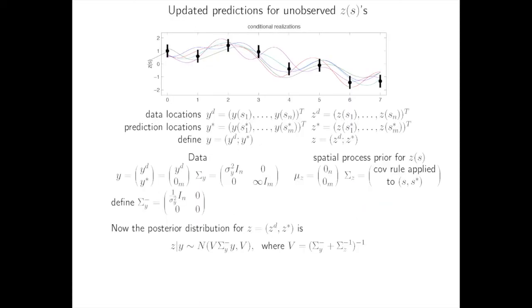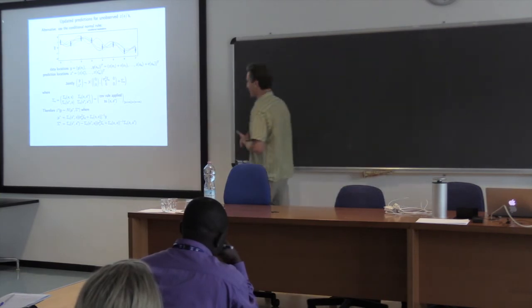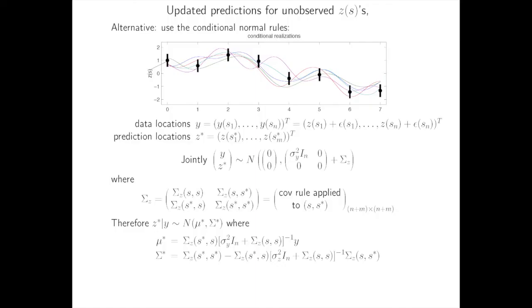But here's what I'll subject you to: to get this answer, all we have to do is use the conditional formula. So here's how you can use just the conditional formula. You can say I've got y, a vector of say 8 y's, and a vector of 8 z's, or z stars here. That's what I've got. And the whole thing jointly is going to be normal, mean 0 to start.